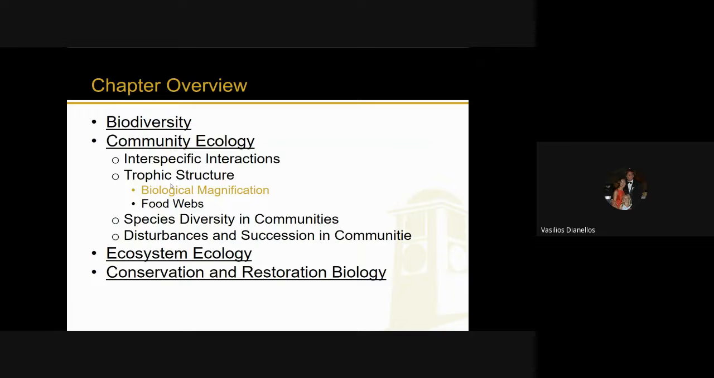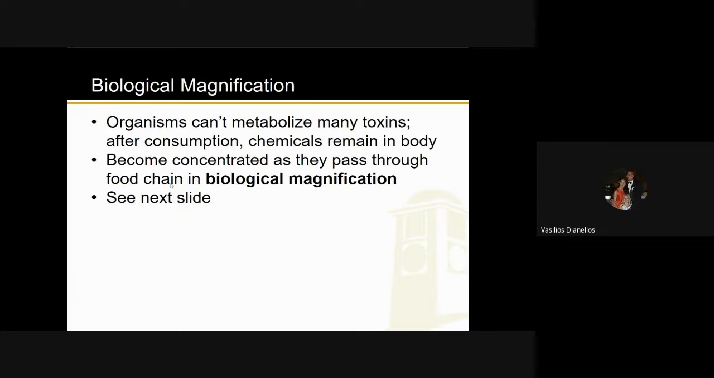But anyway, under the topic of trophic structure, let's talk about biological magnification. This is something we discuss in more detail in Bio 108, the environmental biology course, but we'll scratch the surface here. Organisms cannot metabolize many toxins. What that means is a lot of times when a toxin comes into an organism's body, they can't break it down. So it just stays there. Not only can they not break it down, but they also can't get rid of it. So some organisms, as they ingest different toxins, it just stays there, right? It remains in the body.